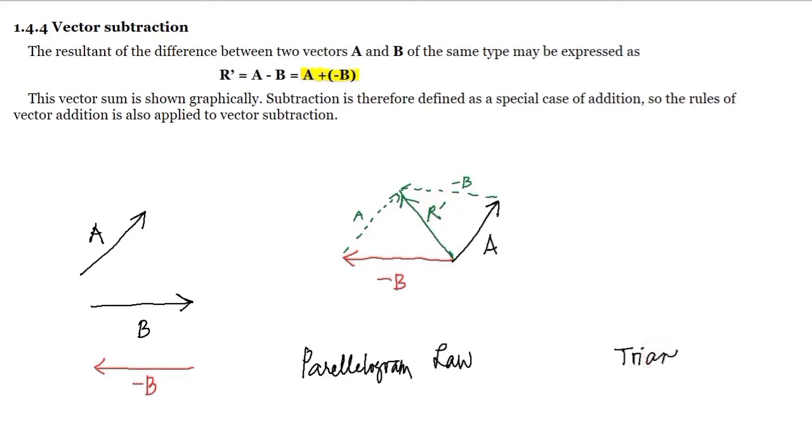But if we are going to have a triangle construction, from here we have the A, and we have here the negative of B, then we will just have the same value of this resultant R prime here.